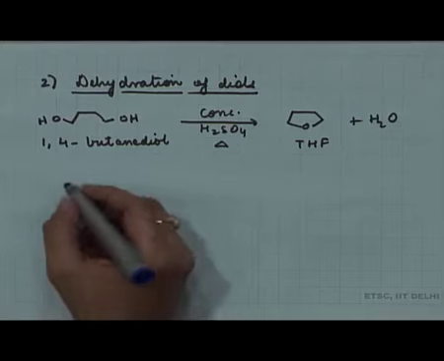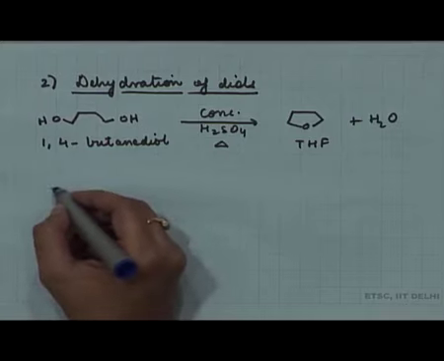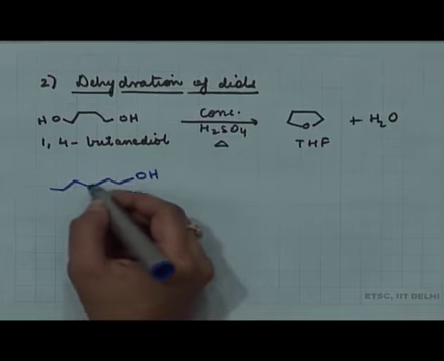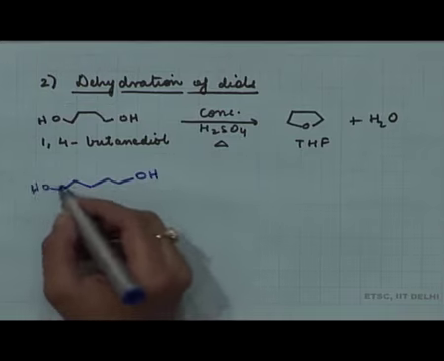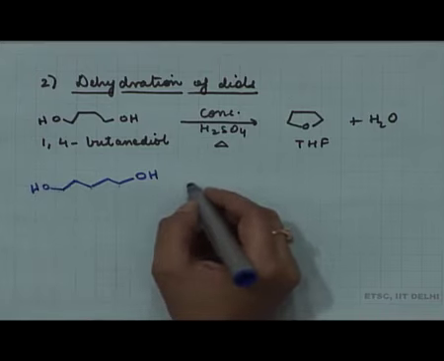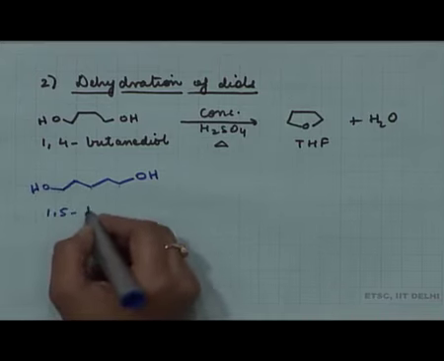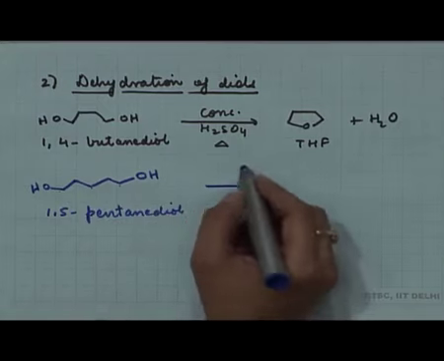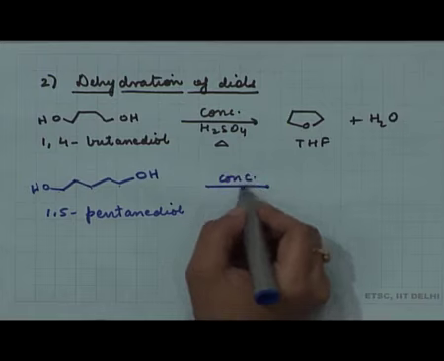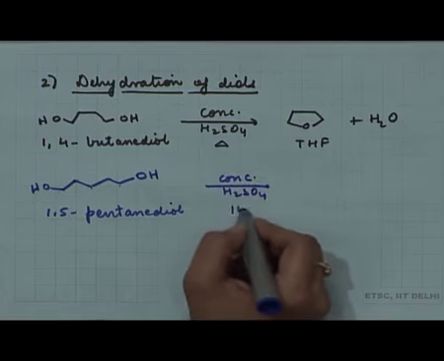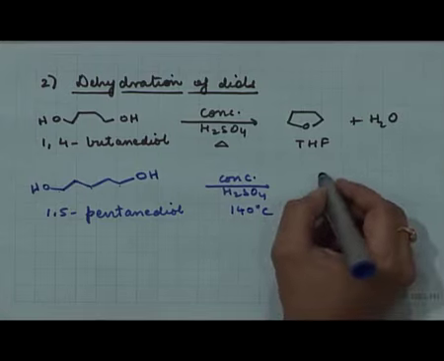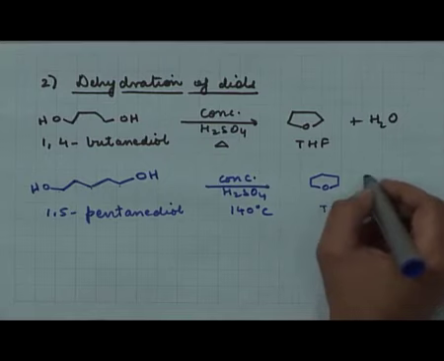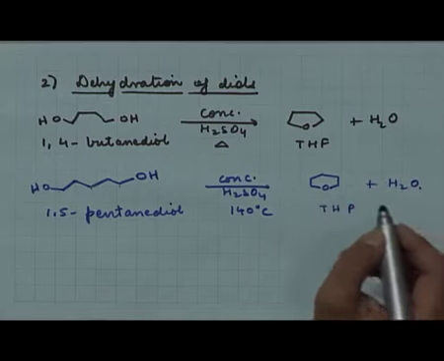Likewise, you can choose a 1,5-pentane diol, so this is 5, okay, 1, 2, 3, 4, 5, and again with this 1,5-pentane diol, if you heat it with concentrated H2SO4, high temperature 140 degrees centigrade, you get the 6-membered tetrahydropyran along with formation of water molecule.